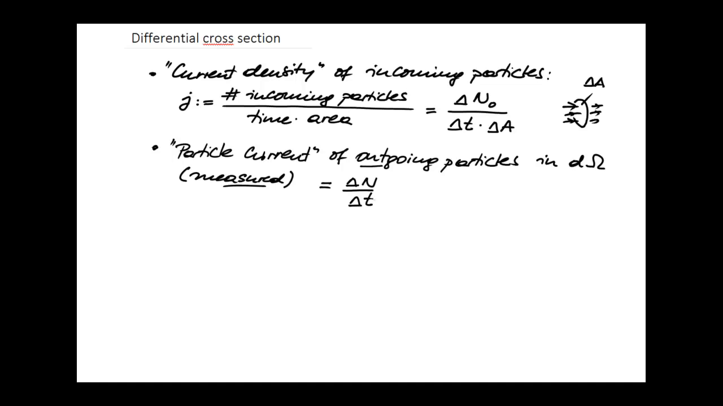This number of particles hitting the detector will, of course, depend on the spatial angle. The larger the detector, the larger the angle covered by the detector, the more particles you will have hitting the detector. And it will also depend on the scattering angle. So it depends on the position of the detector.